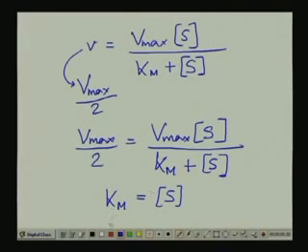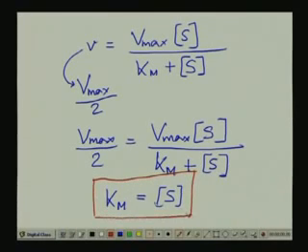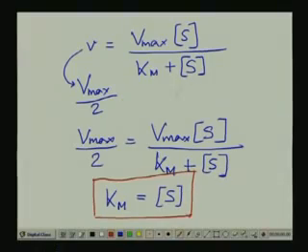So what does this mean? It means that the Km, or the Michaelis constant, is the substrate concentration when half the maximum velocity is attained. Okay? So all you have to do is just do the algebra. Now let's go back.